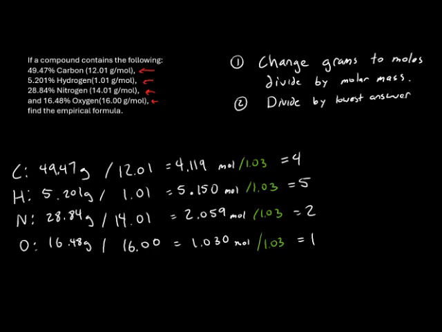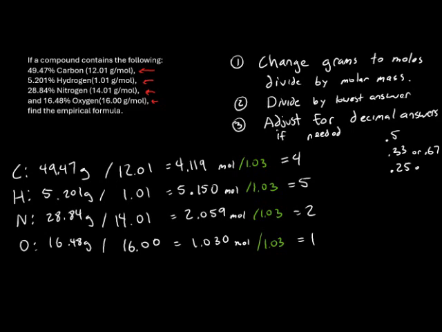Now, not every question you do with this process is going to work out neatly. Sometimes your answers at this stage will end up as decimal answers. You may have to adjust for those decimal answers. The decimal answers that you'll need to watch out for are any number that ends in 0.5, 0.33, or 0.67, or 0.25 or 0.75.